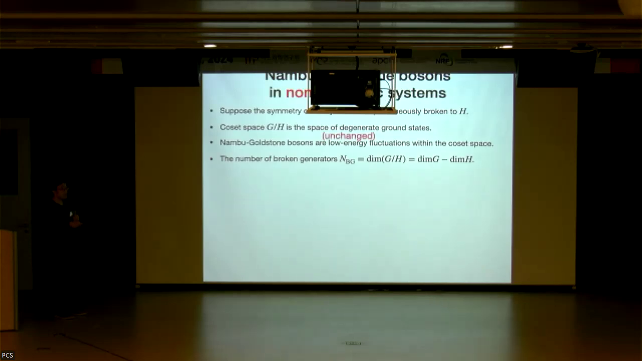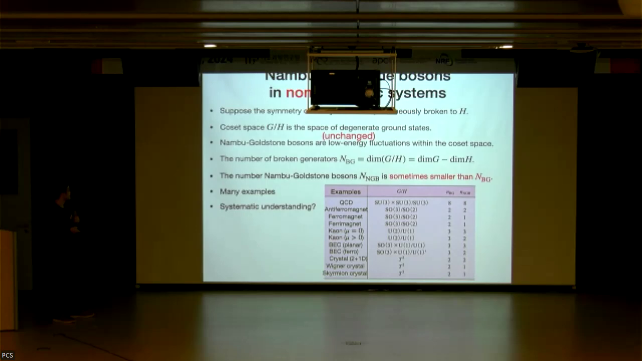And when I modify this story to non-relativistic systems, like our condensed matter world, it does not necessarily have Lorentz symmetry because of the experimental frame, right? Then this part is unchanged, but the number of Goldstone bosons is sometimes reduced by this number. And there are many examples. The antiferromagnet is a standard case, but the ferromagnet has one less Goldstone boson than the number of broken generators, and there are many other examples. So we wanted to have a systematic understanding.